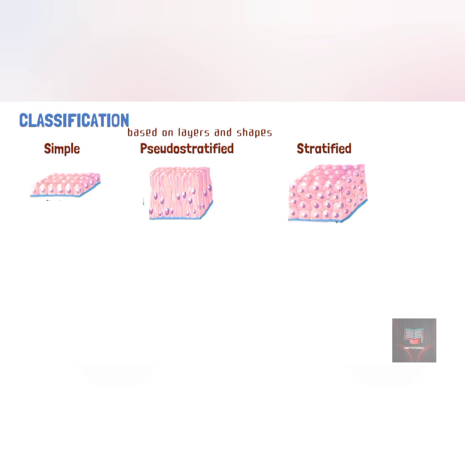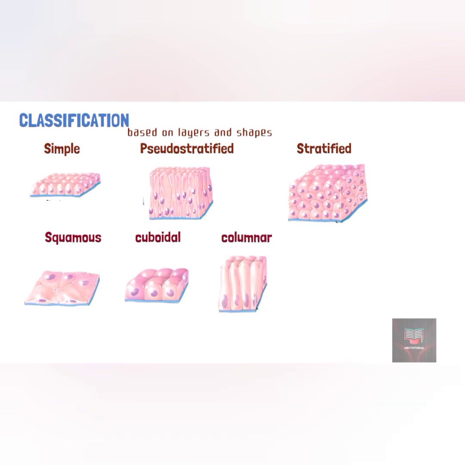Based on their shapes, epithelial tissue could be squamous epithelium, in which the cells are thin and flattened. They could be cuboidal epithelium, in which the cells are as tall as they are wide, that is, they are shaped like cubes or hexagons. They could also be columnar epithelium, which are tall cells, that is, they look like columns. And they could also be transitional epithelium, in which the cells change shape from squamous to cuboidal and vice versa.